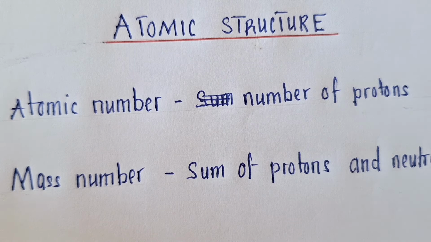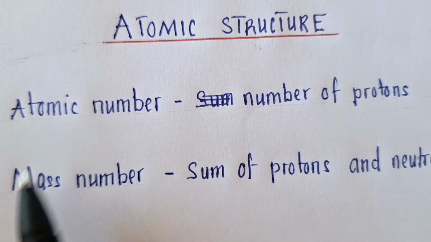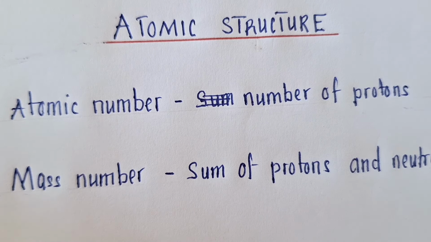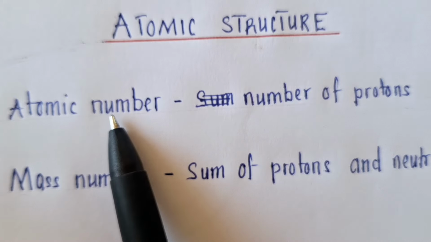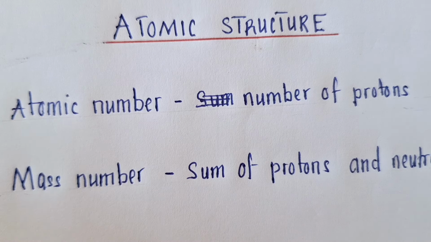So we've got an atomic structure presentation we need to make right here. The first thing that we need to understand are these two terminologies. The first one is atomic number. The second one is mass number. So what is atomic number? Atomic number is simply the number of protons, while the mass number is the number of protons and neutrons. When you've got neutrons combined with protons, they form what we call mass number.